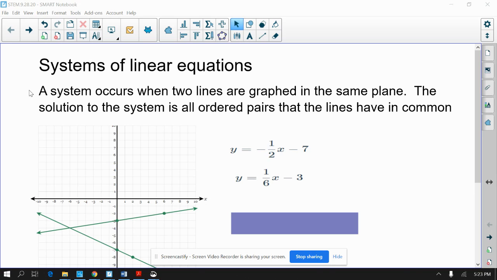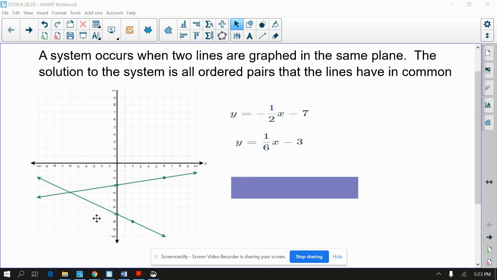And we're starting off with this. So a system of linear equations will be two equations when two equations are graphed in the same plane. Like this, for example. Here's negative 1/2 x minus 7, and here's 1/6 x minus 3. And the solution to a system is always the ordered pairs that are in common. And this one I hope is pretty obvious.